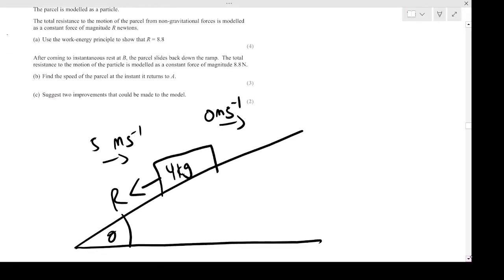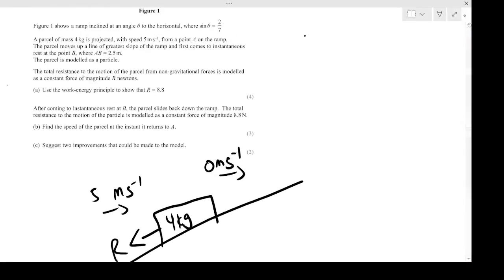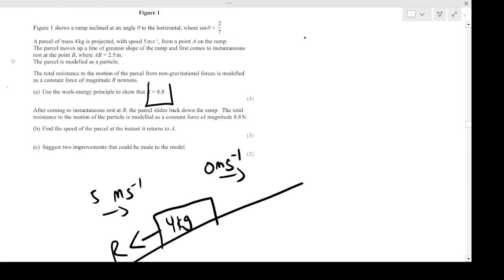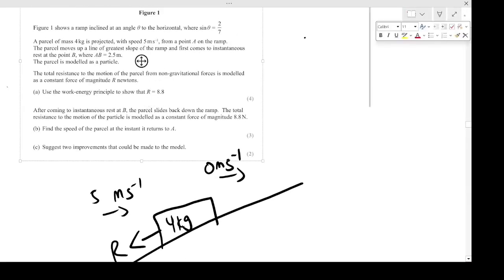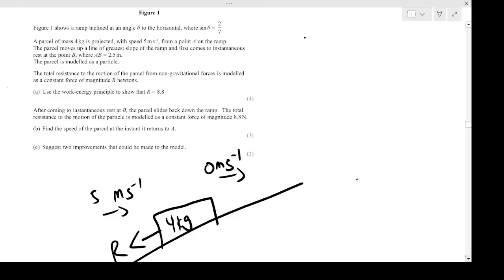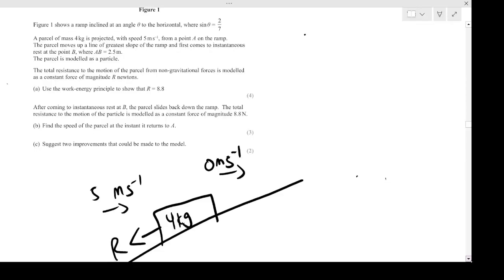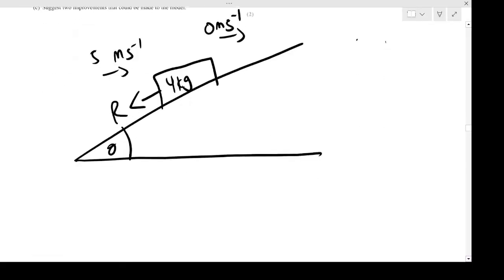Hopefully you're with me here. That's setting up the question. So I need to show that R is indeed this 8.8. I need to find R then. And it's told me again to use the work energy principle. So it tells you what to do, which is quite nice. We know it's going to be work energy because now, indeed, there is a force acting on the object, a backwards force. So again, the work energy principle.